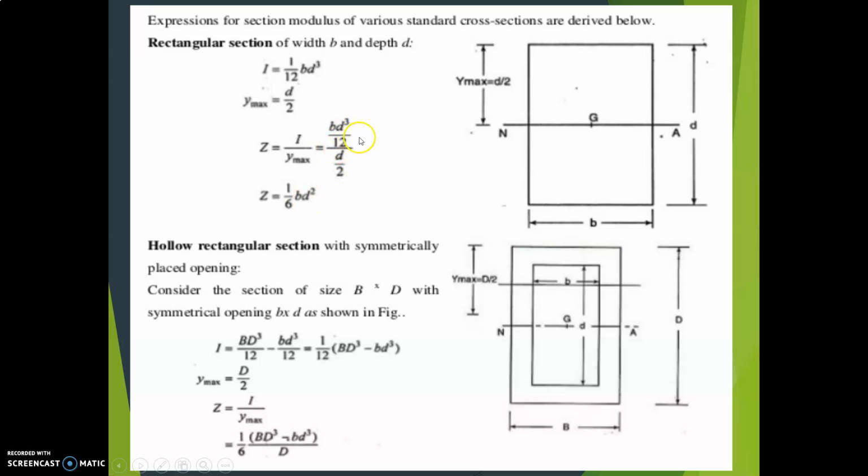Simplify this. This 2 goes here and d comes here. So 2 ones are 2 and 6, so d gets cancelled. So 1 divided by 6 bd square. So let us see for hollow rectangular section.